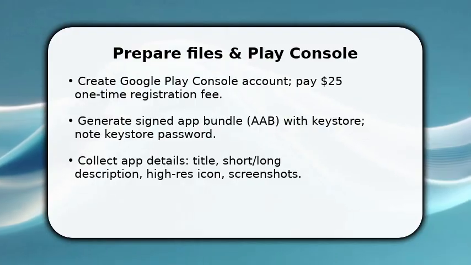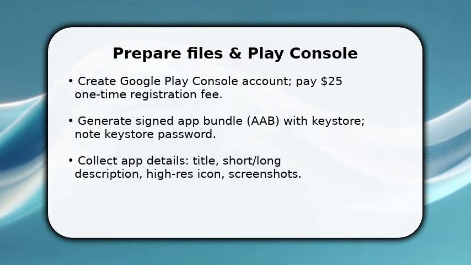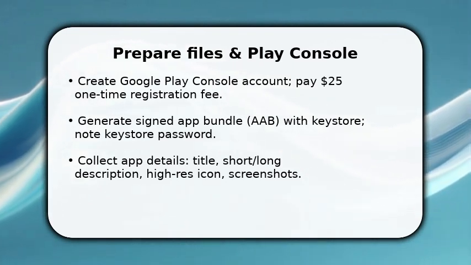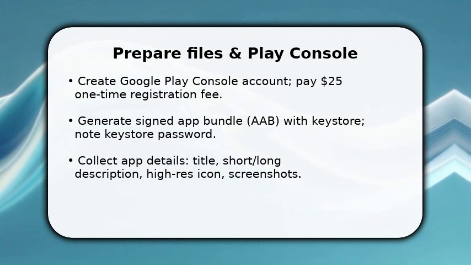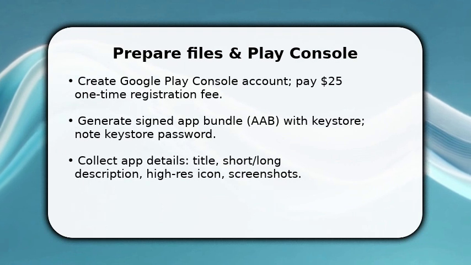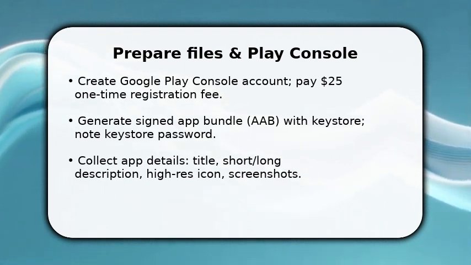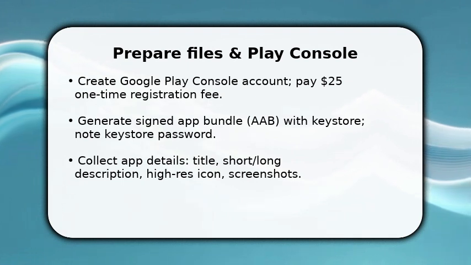You start by getting into the Play console and confirming your developer account. That $25 fee is a gate, so complete billing. Once there, build and sign an AAB with your key store and secure the password. This key controls updates. Prepare store assets, a high-res icon, feature and phone screenshots, and concise short and long descriptions.